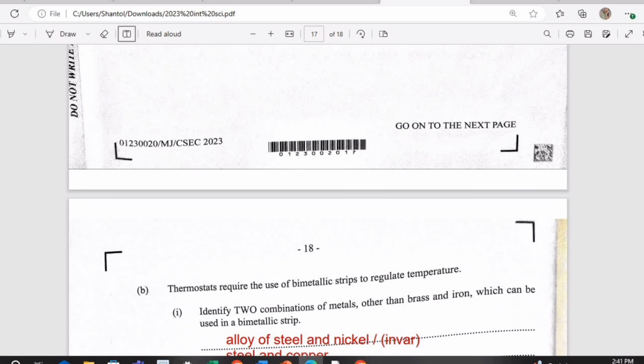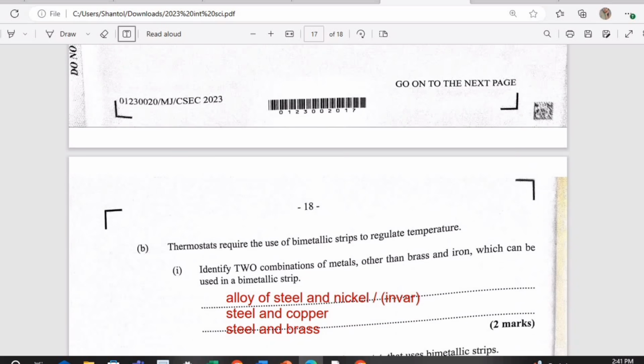Part B of the question: thermostats require the use of bimetallic strips to regulate temperature. Identify 2 combinations of metals other than brass and iron which can be used in a bimetallic strip. So examples I have that you can use instead are an alloy of steel and nickel. This is Invar. This one isn't really used so much anymore, but it was in your textbook, so I took that as an example. So in case you were studying your textbook, you saw it, you put it on the paper, it's valid. You could have said steel and copper, or even steel and brass, and you get your 2 marks.